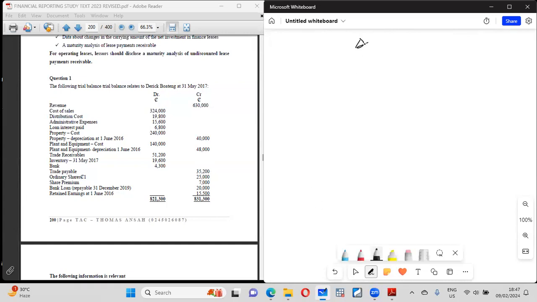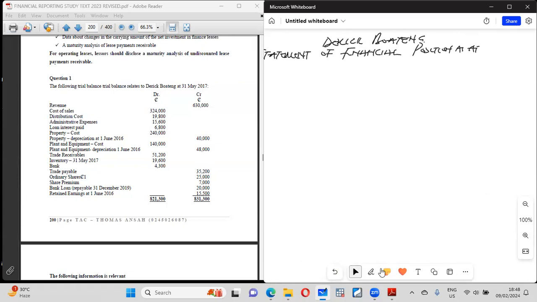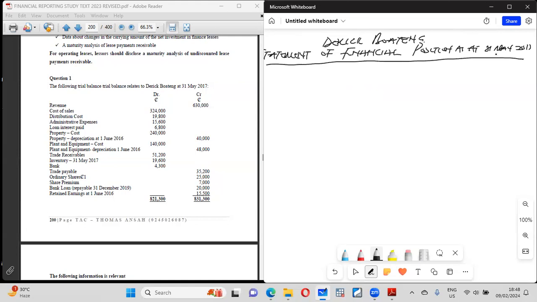So the same thing, you have the reporting company name. Then we have statement of financial position as at 31st May 2017. You underline that. Normally for these we use only one currency sign.